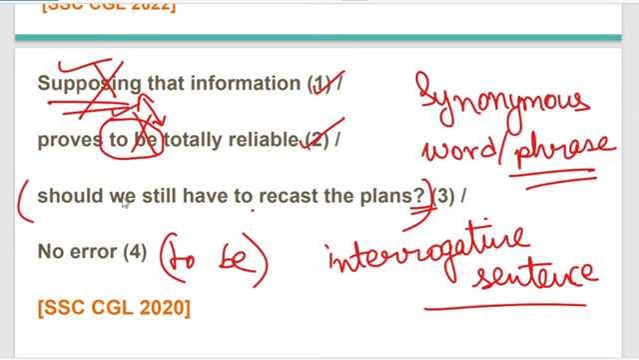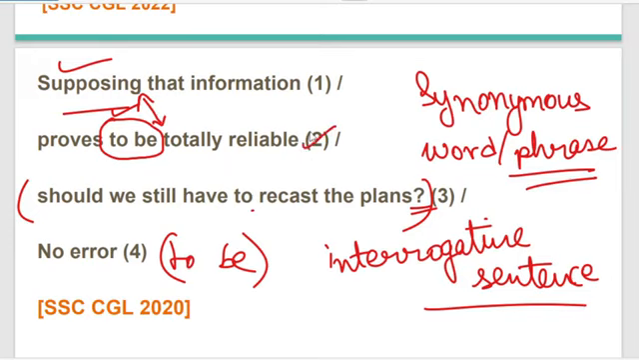Either one of them. So if you mark both the options, then your sentence is like, that information proves totally reliable, should we still have to recast the plans? That means the hypothetical situation is not created. You have to mark either one or two, either of them. You can just mark the option according to your choice. In this sentence, I'm just choosing option 2, but you can also choose option 1.